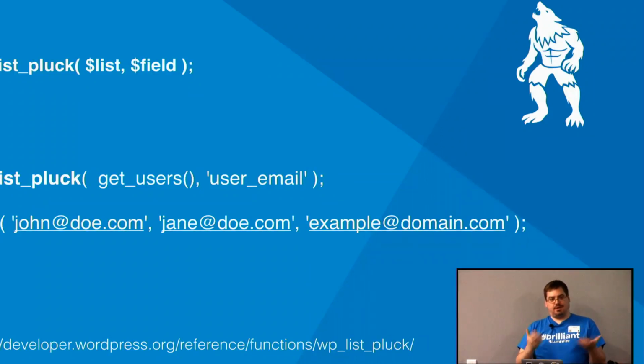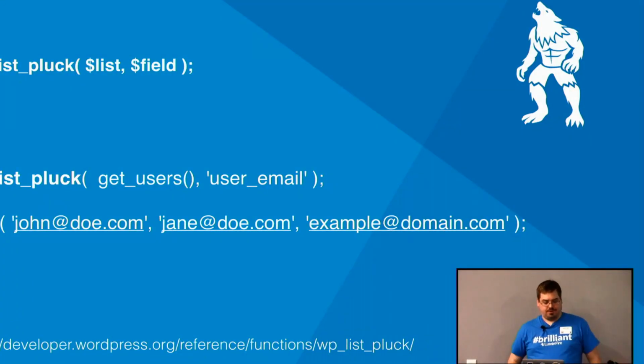So normally you go, okay, I'll do a foreach and I'll loop through every one and I'll grab the property I want and I'll stick it in another array and then I'll return that array back and I've got my list of emails. Or you could do wp_list_pluck, give it your function that returns an array of objects and the property you want, and it'll do all the hard work for you. And all you get back is an array of the thing you asked for.